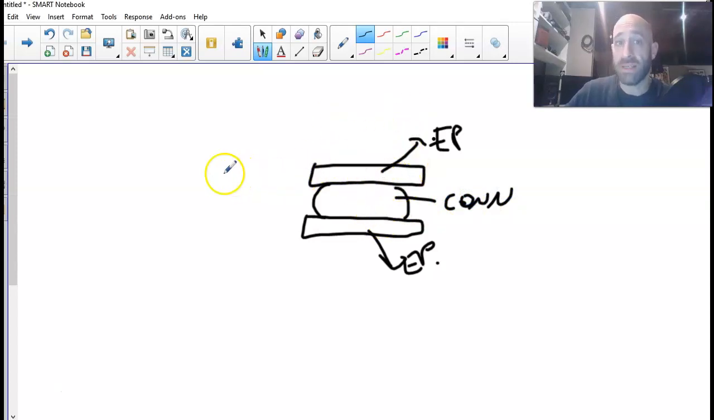So if I go back to my skin example, imagine this is the skin. Or if I go back to my bladder example, the membrane would have an outer surface and an inner surface that would be epithelial tissue. And then in between those two epithelial tissues, we have our connective tissue.